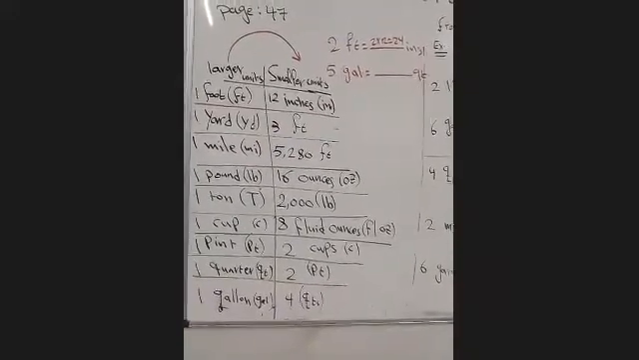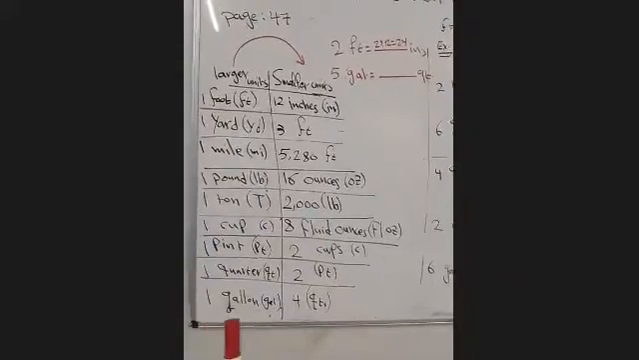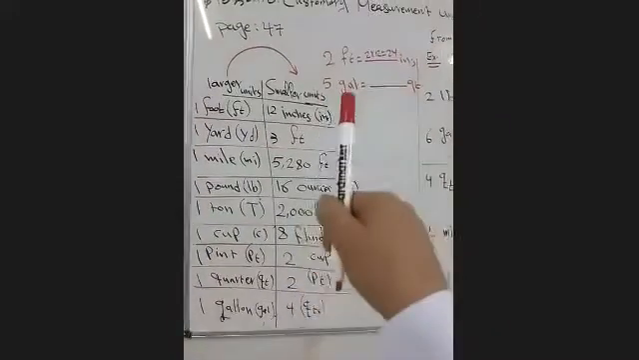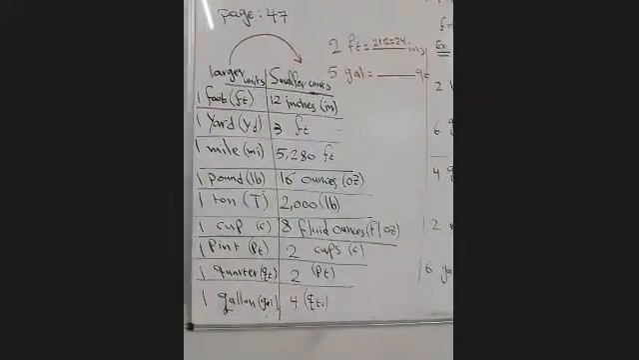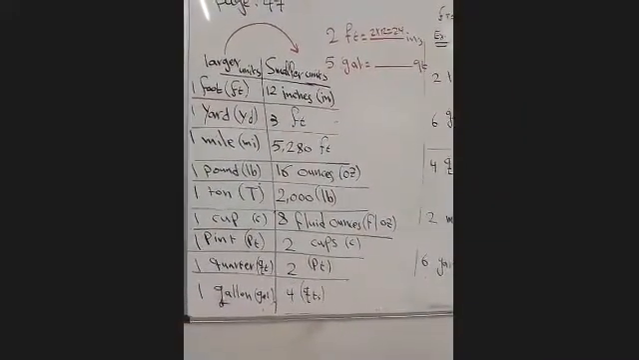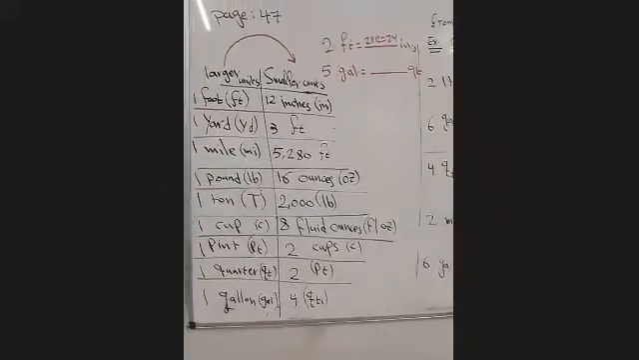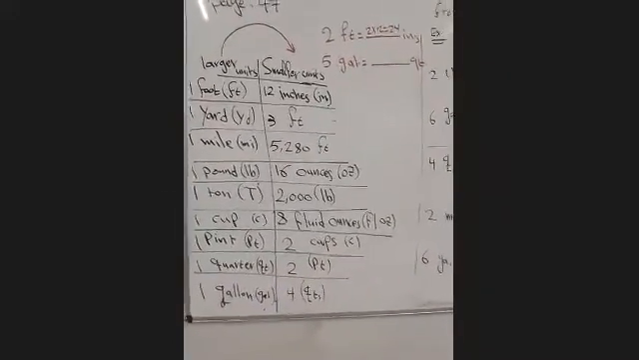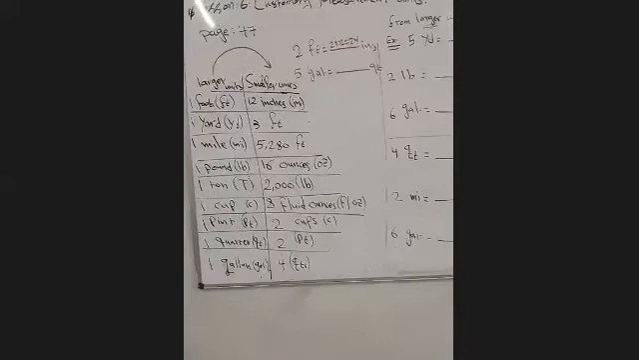Hello, mister. If 1 gallon equals 4 quarters, how many quarters should 5 gallons be? 5 multiplied by 4. Mister, I cannot hear you. Sorry, I cannot hear you, Abdul Sattar. Please check your mic or your headset.